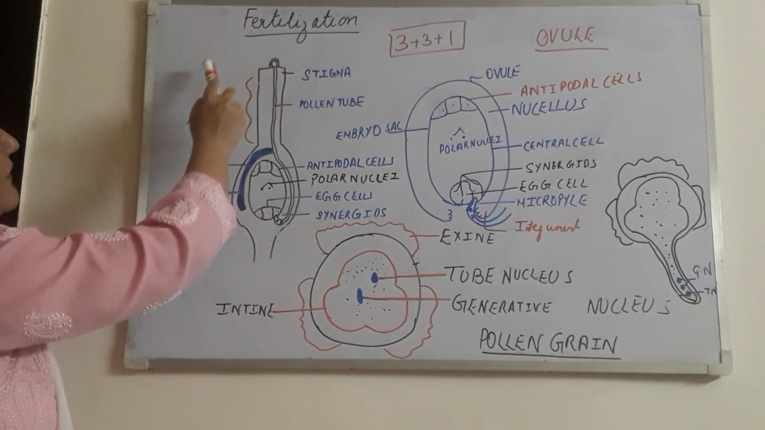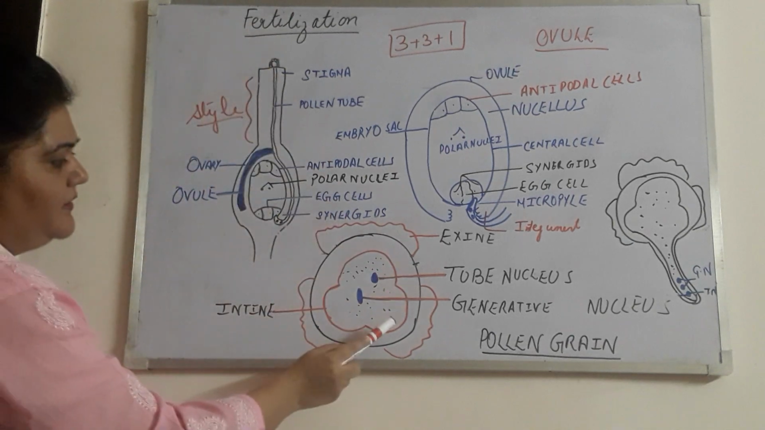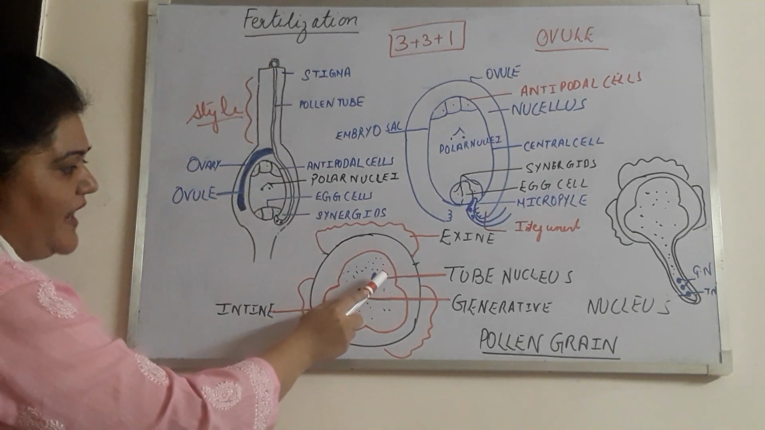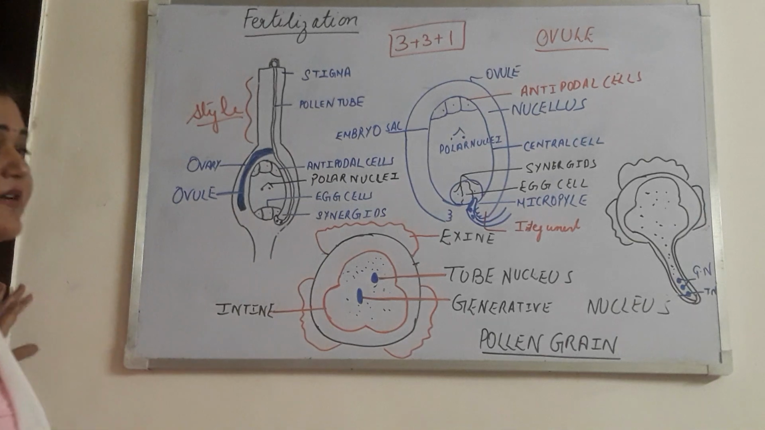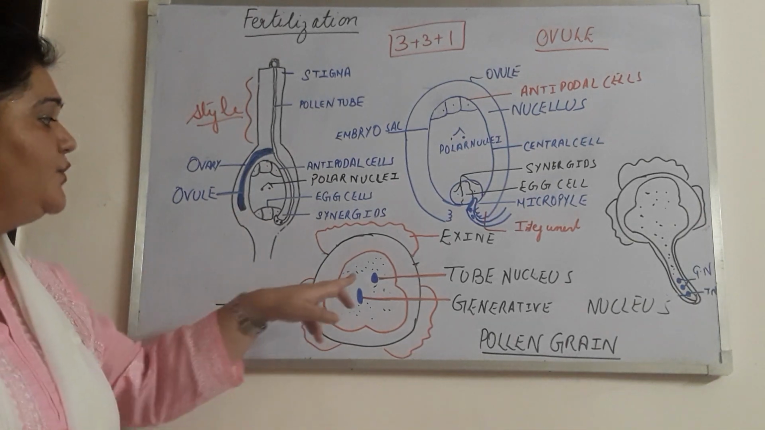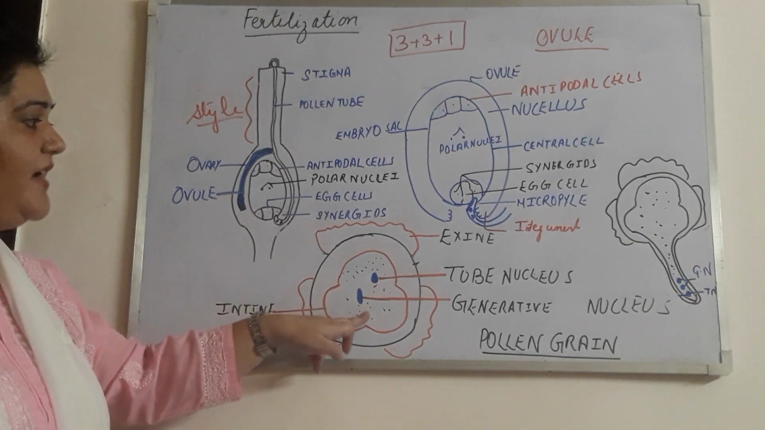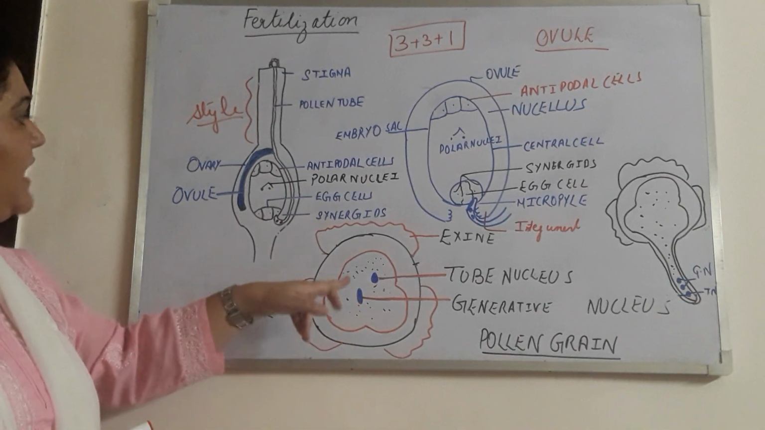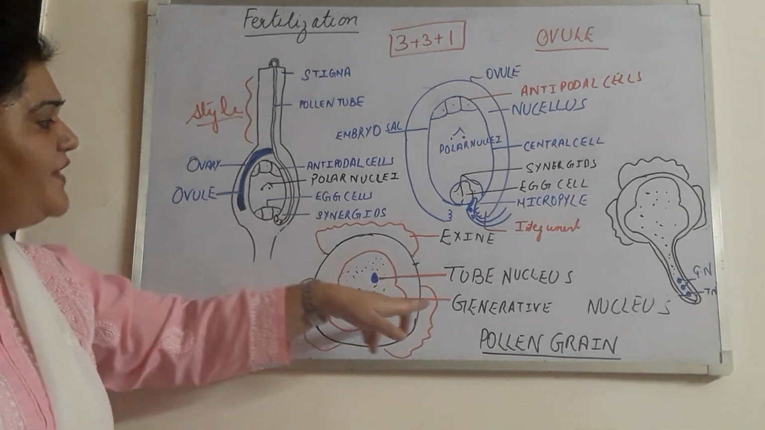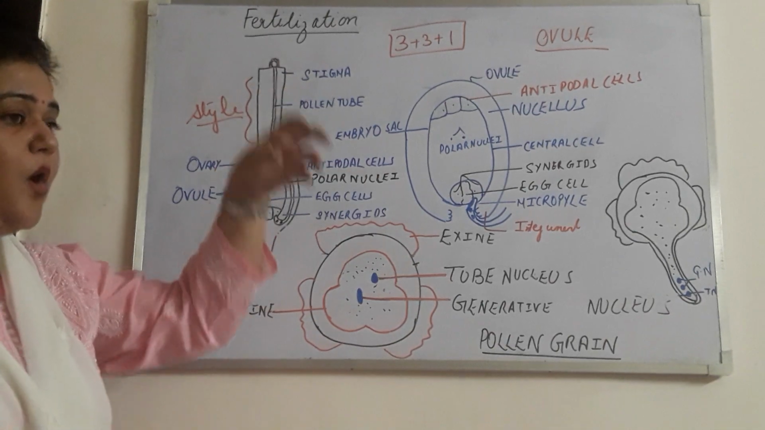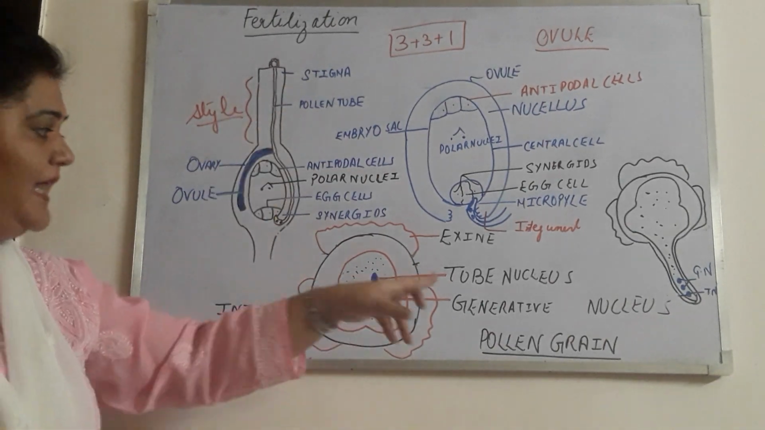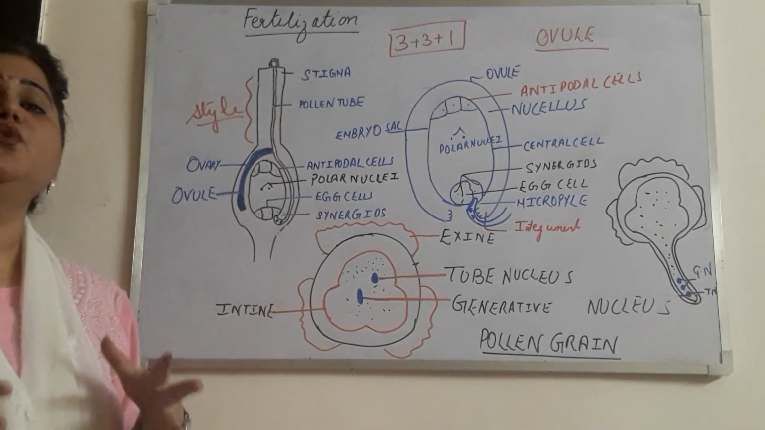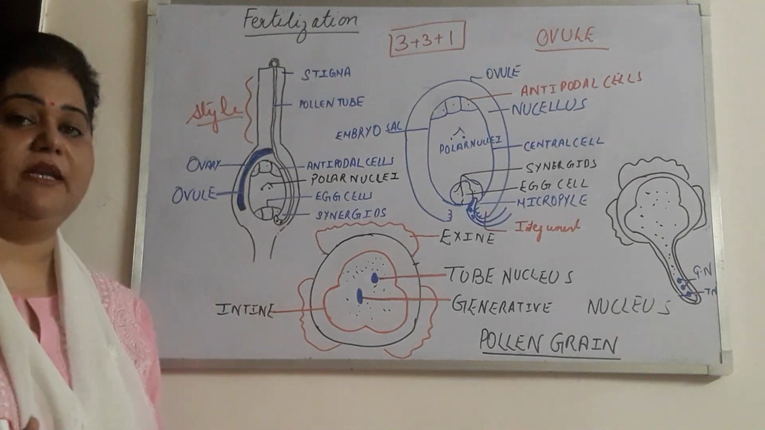First of all, when the pollen grain gets divided, its nucleus gets divided. The pollen grain has a nucleus which gets divided into tube nucleus and generative nucleus. Okay. Now here they both have divided. Now what is the function of tube nucleus? It forms the pollen tube, and the generative nucleus is also known as male nucleus.